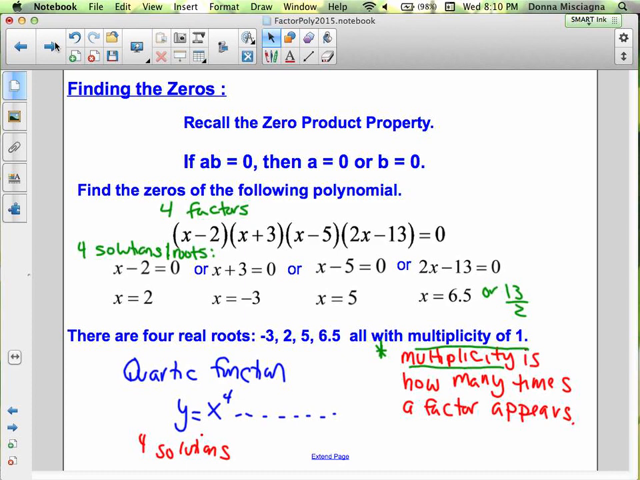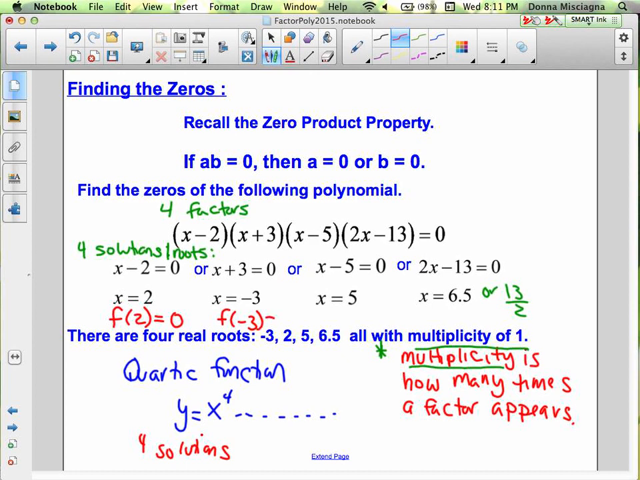Our solutions, our roots, are going to be found from each factor. If x minus 2 is equal to 0, x equals 2. That means that f of 2, if I plug that in, I would get 0 as an answer. We have another factor, x plus 3. If we set x plus 3 equal to 0, x equals negative 3 is another x-intercept, another solution. And that does mean f of negative 3 gives us 0. If x minus 5 is a factor, that means if we set x minus 5 equal to 0, x equals 5 is another solution. And that does mean f of 5 equals 0.